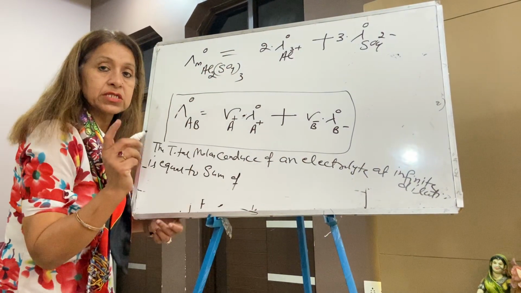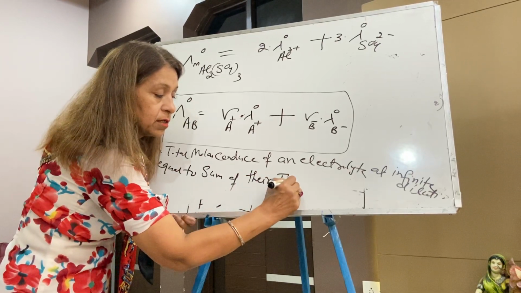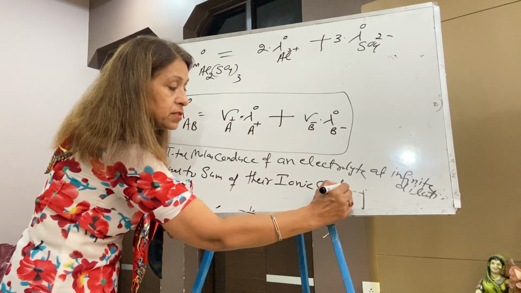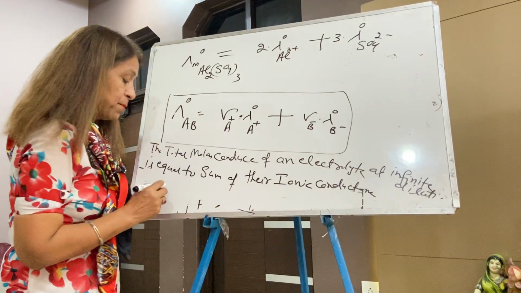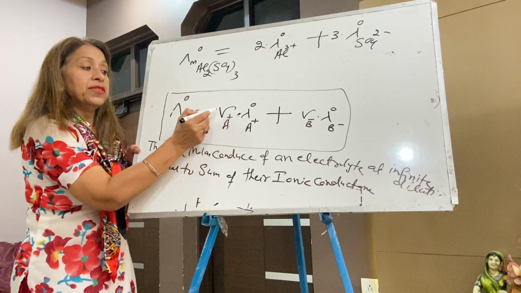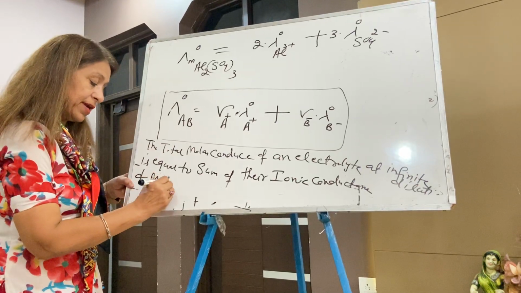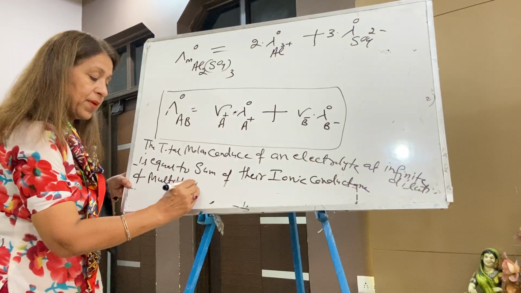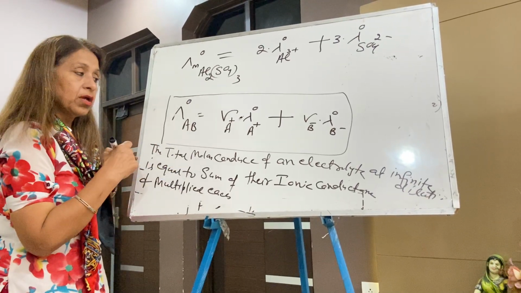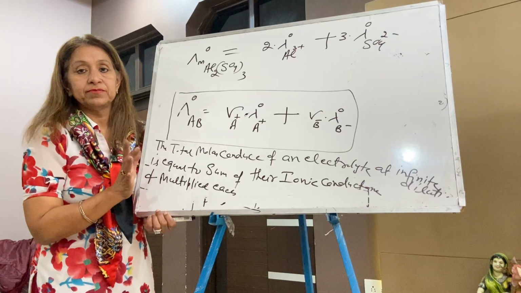is equal to the sum of their ionic conductance, their ionic lambda, small lambda, their ionic conductance, and multiplied each ionic conductance, write down, with the number of cations and number of anions.